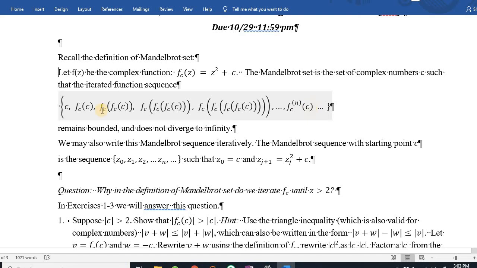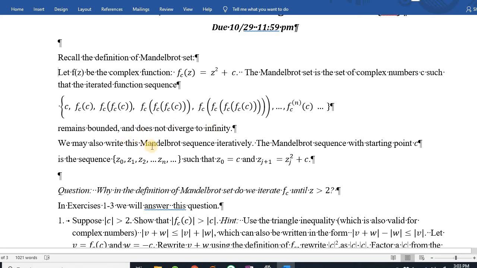Now notice that we could actually begin this sequence with 0. If we begin the sequence with 0, then the next term would be c. So you could think of this sequence as starting with 0, but we'll just leave off the 0. So the Mandelbrot set is the set of complex numbers such that this sequence does not diverge to infinity. Right, so we saw that before.